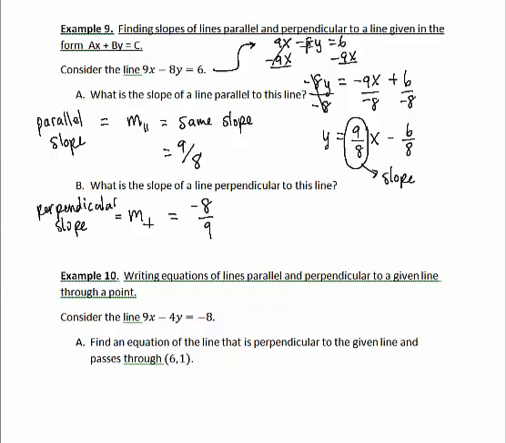So most of the work was done in the first question. We had to find the slope of the line that we were given, and then we can figure out what is the parallel slope and what is the perpendicular slope.